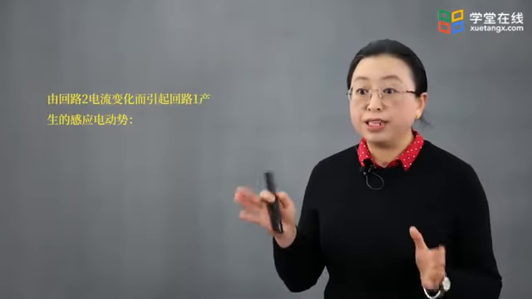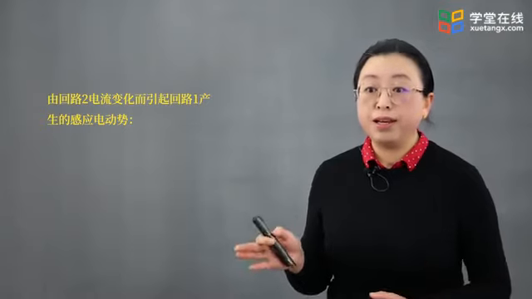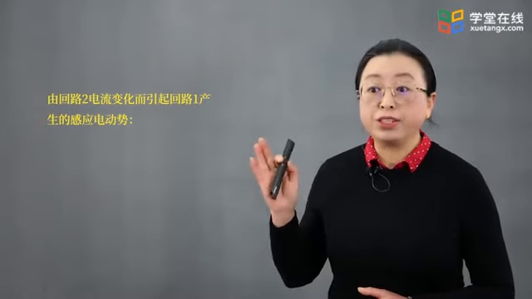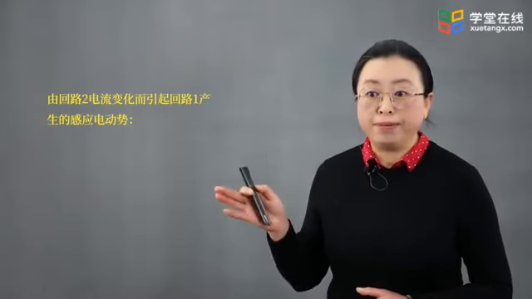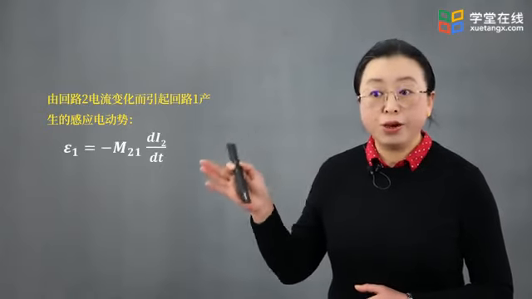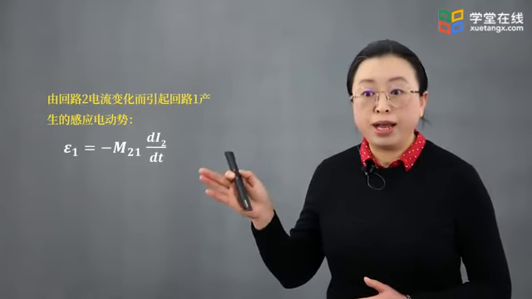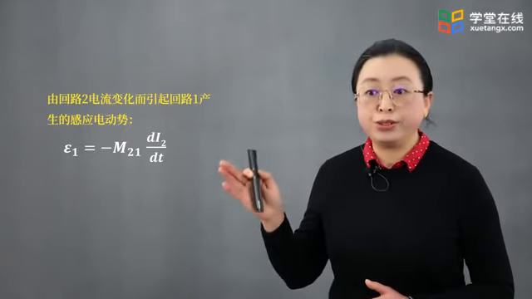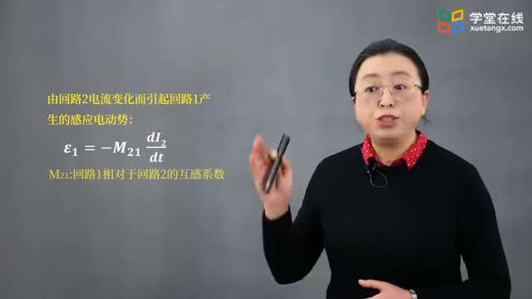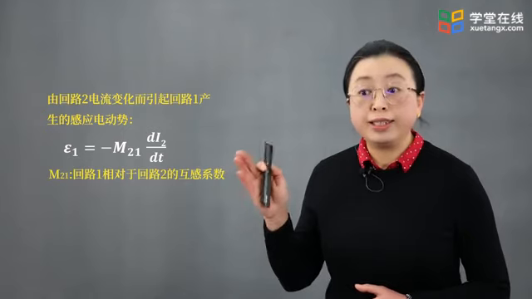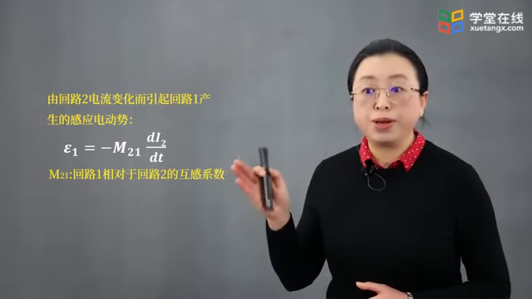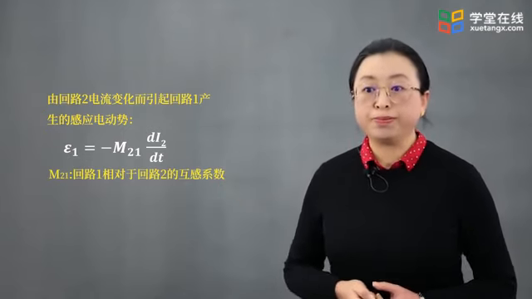If the current I2 varies with time, the EMF induced by the circuit 2 in the circuit 1, epsilon 1, equals minus M21 times dI2 over dt. M21 is called the mutual inductance of the circuit 1 with respect to the circuit 2.